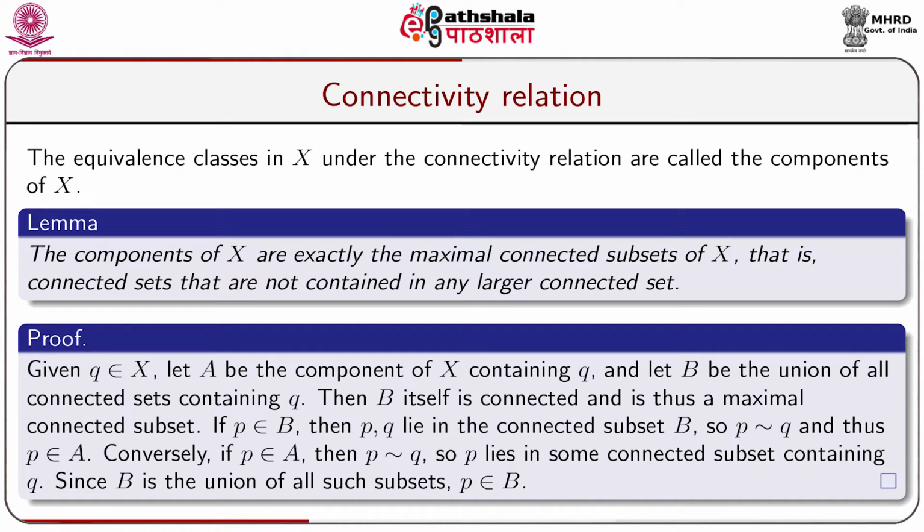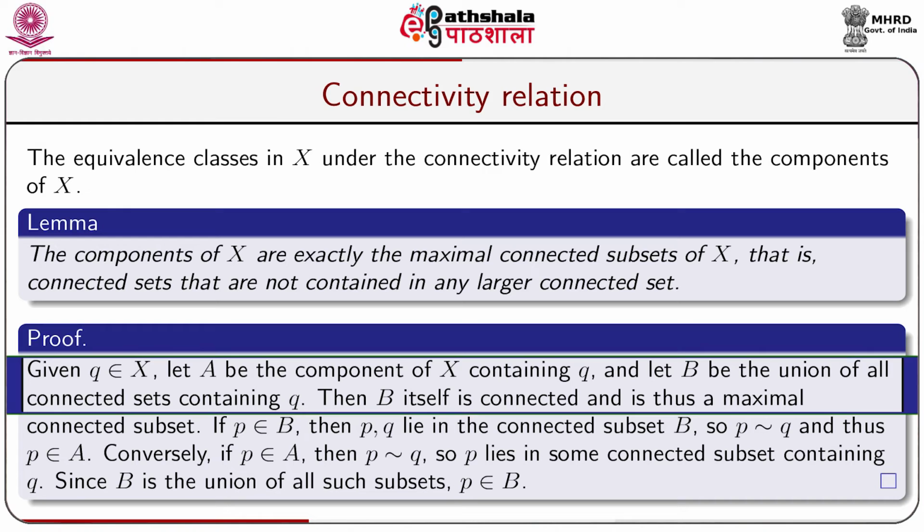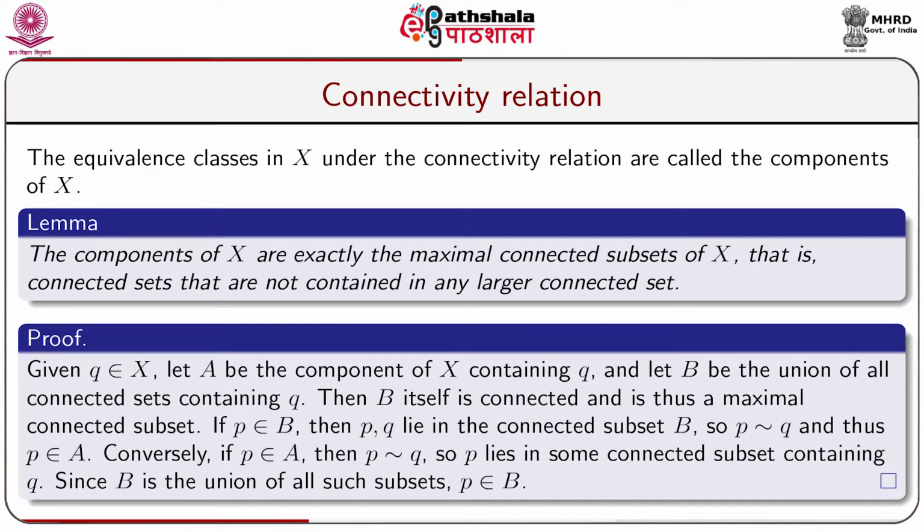Proof. Let Q belong to X and let A be a component of X containing the point Q. Now let B be the union of all connected sets containing Q. Then B itself is connected, as a union of connected sets is connected if they have a common point. Again, this is a maximal connected subset.